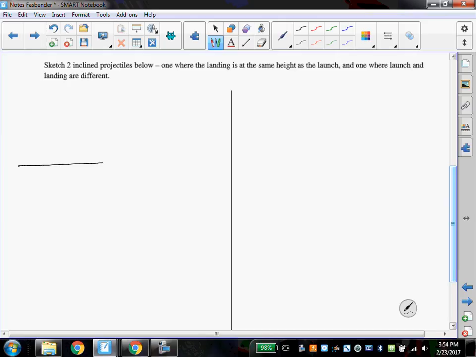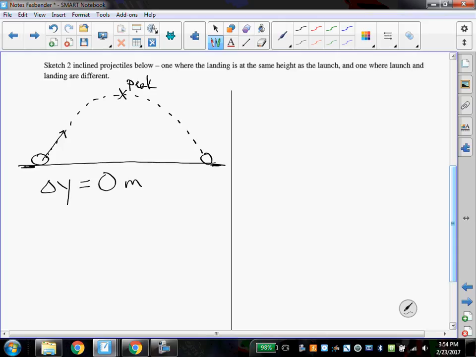Let's look at what happens when we shoot a projectile at some angle from the ground and it lands right back on the ground. It doesn't have to be exactly ground to ground, but what we're looking for is that the height you shoot it at is the same as the height we land at. That tells us our total delta y is 0 meters. It also means we have the most symmetric shape we could possibly have, right? Our peak occurs right in the center.